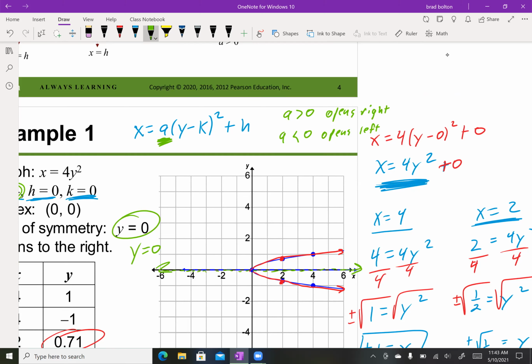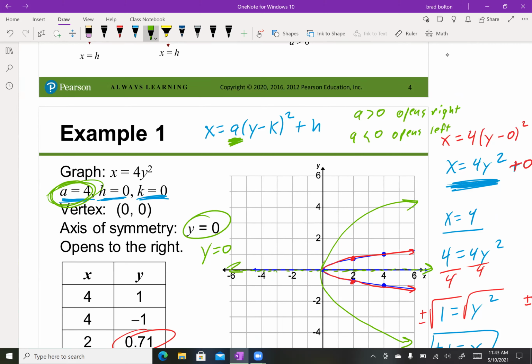So depending on if a is positive or negative, and just like before, if the absolute value of a is smaller than 1, meaning it's a fraction, like 3/4 or 1/2, it will become a wider parabola. And if the absolute value of a is bigger than 1, like let's say it's a 2, 3, 4, or 5, then you're obviously going to have a more narrow parabola or a skinnier parabola. So in this case, a equals 4. So this is a skinnier parabola. If it was 1/4, it would be something like this, right?